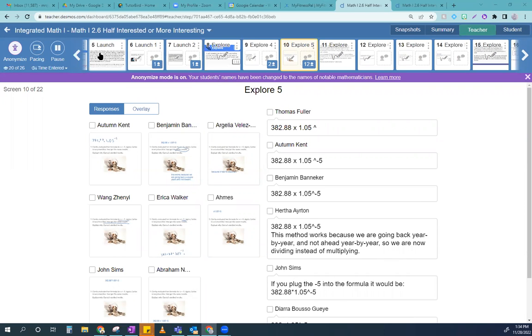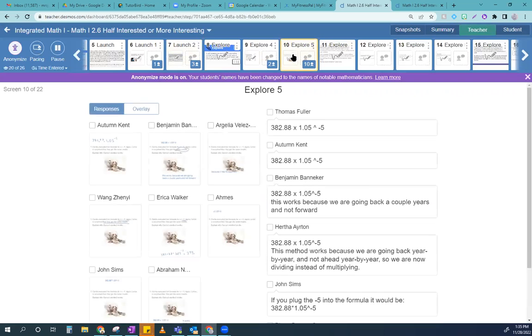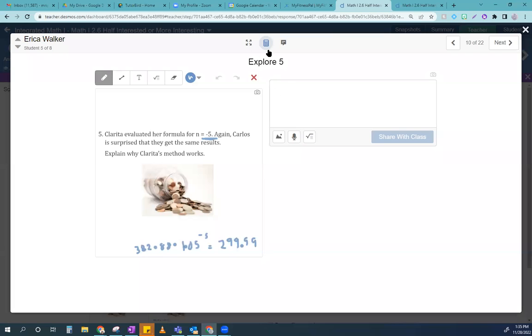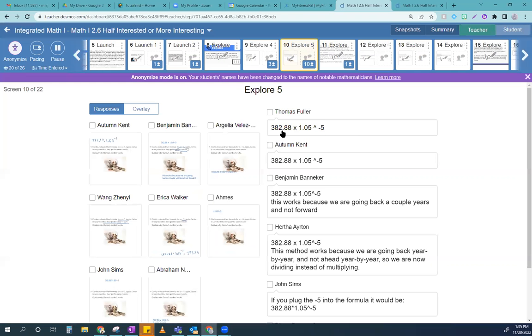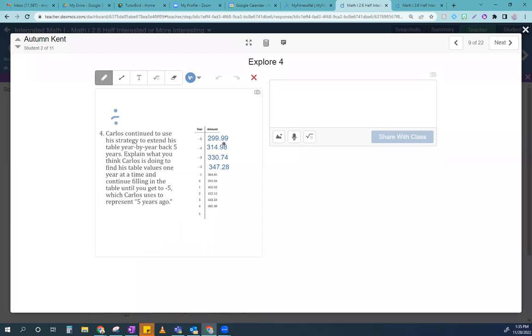Okay, so what we were supposed to do was take this formula from my buddy over here, the $382.88, and multiply it, just the same formula from Clarita's formula, right? But instead of putting a +5 here, in this problem you're supposed to use this -5, right? And what number did you all get? Let's see. Someone said $299.99. We could have checked that from our previous one. And that's what you guys got, $299.99.